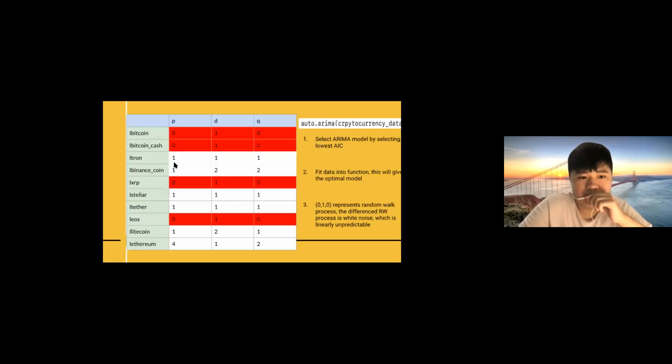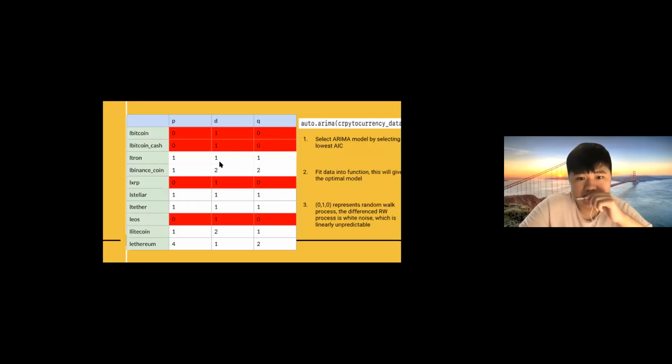The ARIMA model of the price is obtained using the auto ARIMA function, where you plug the data into the function. The main purpose of this function is to select the model with the lowest AIC. We first estimated the ARIMA model for each cryptocurrency. The parameters of the ARIMA models for different cryptocurrencies are displayed here in the table.